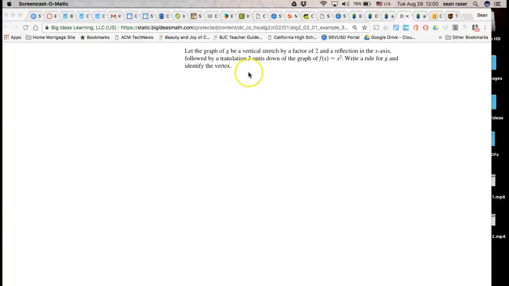So let's look at the transformations that we're making. The first one right here, we're going to have a vertical stretch by a factor of 2. Okay? So remember, vertical stretch, that's where you're taking your entire function and you're multiplying it by an amount. And in this case, our a amount is equal to 2. Okay, so that's what we get from our first transformation.